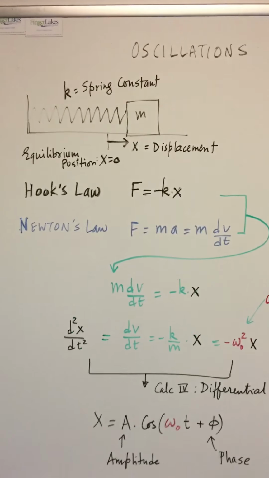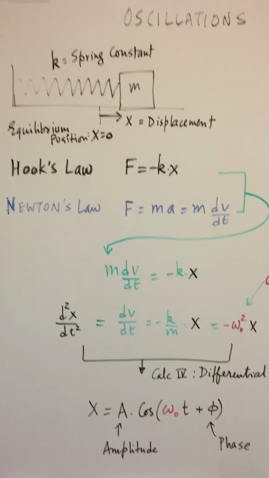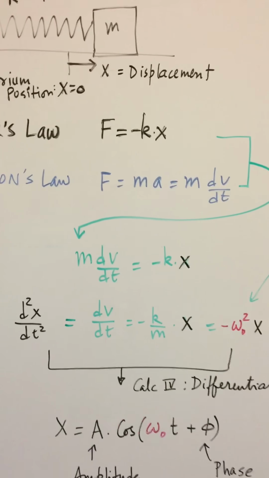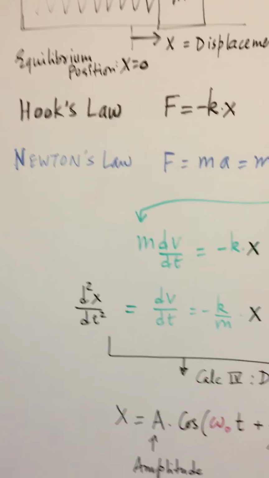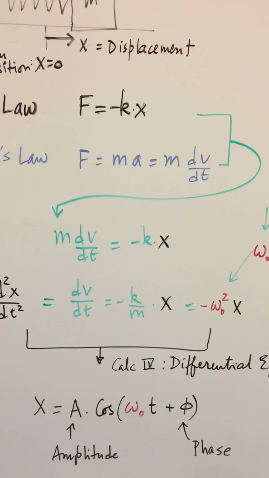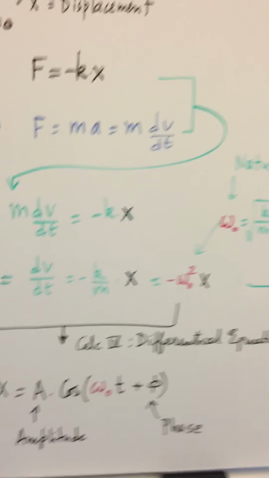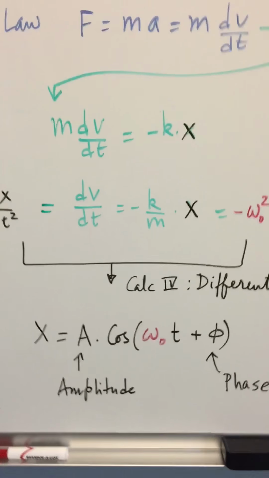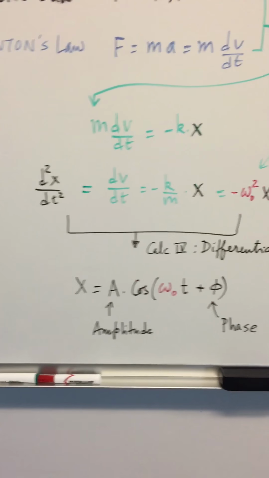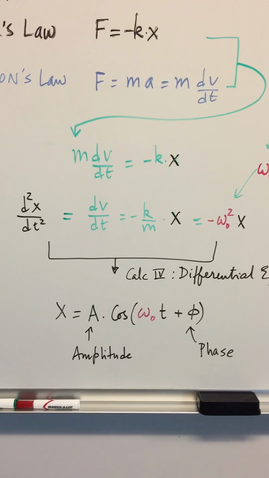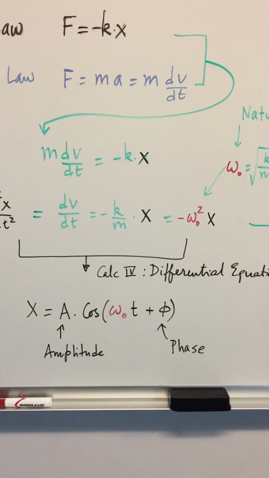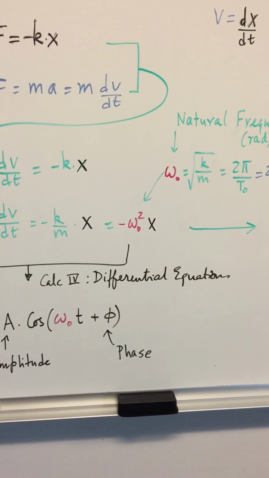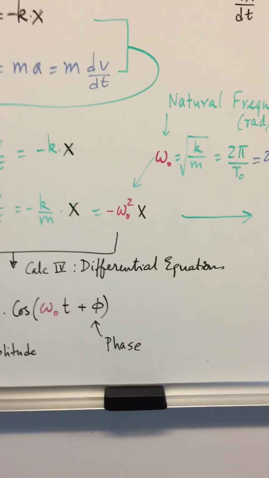All right, so here you have a spring and a mass. Hooke's law tells us that force is k times x, k is the spring constant. Newton's law is force is equal to mass times acceleration. When you combine them, you get this differential equation, which is the second derivative of x is equal to minus some constant, in this case omega naught squared times x.